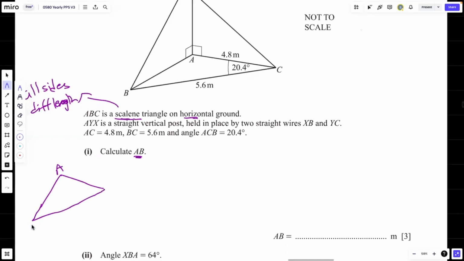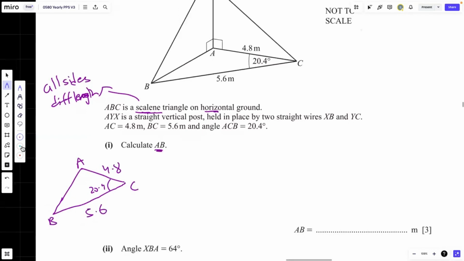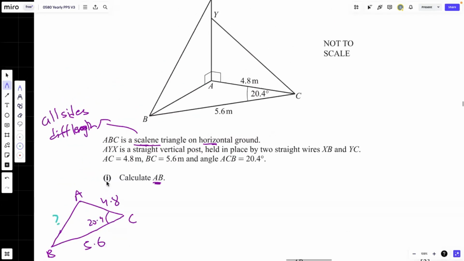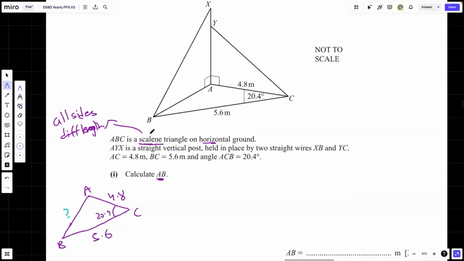Maybe you have A, B, C. This angle is 20.4, 4.8, and 5.6. And we're supposed to calculate this length, AB. Now, the best way to go about this is to see it's trigonometry basically, and this is a scalene. That means it's not a right angle triangle.